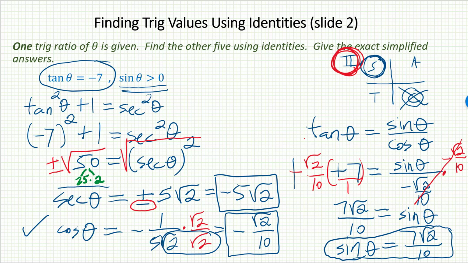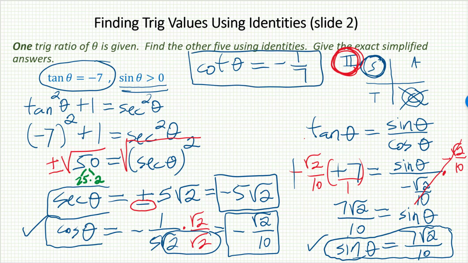Okay, we've collected 3 of them so far. Secant, we have cosine, we have sine over here, we were given tangent. We need 2 more. Once you get down to the end, it's just all about reciprocation. Obviously, the cotangent ratio I could have written down at the very beginning. That's just the reciprocal of negative 7, which is negative 1/7. And then the last one we need is cosecant. That's going to be the reciprocal of sine, so 10 over 7 root 2.